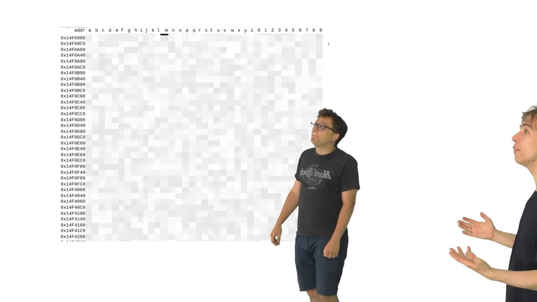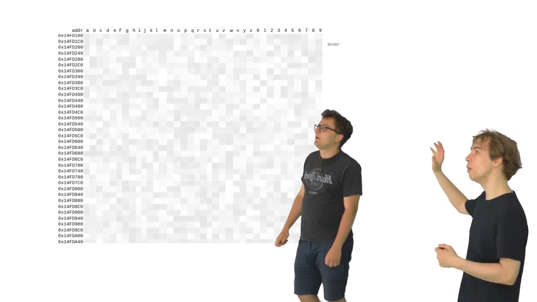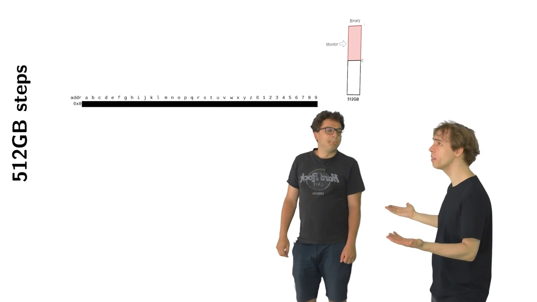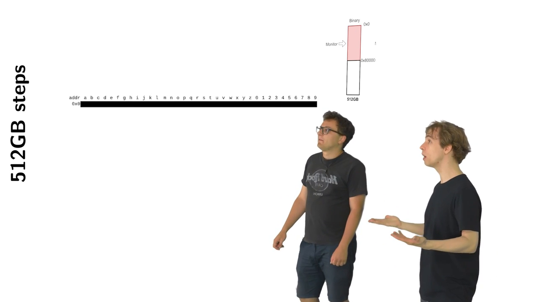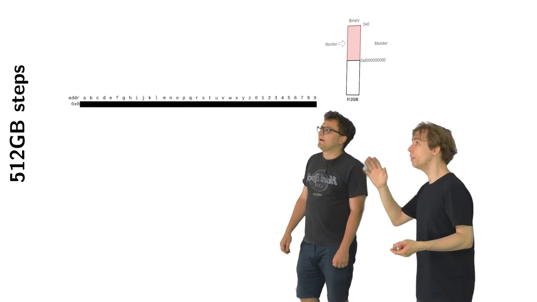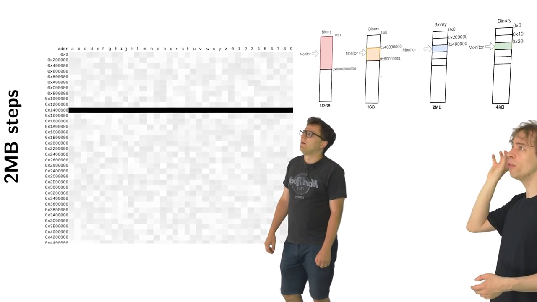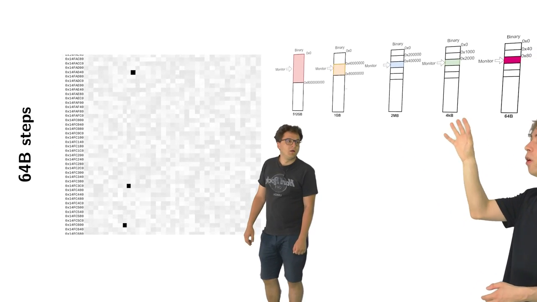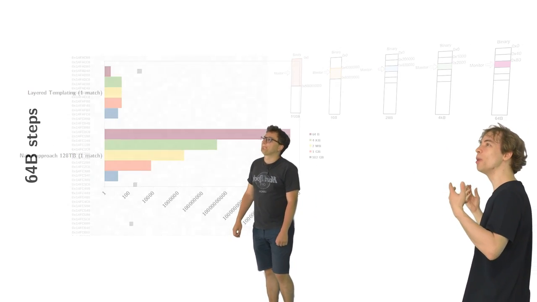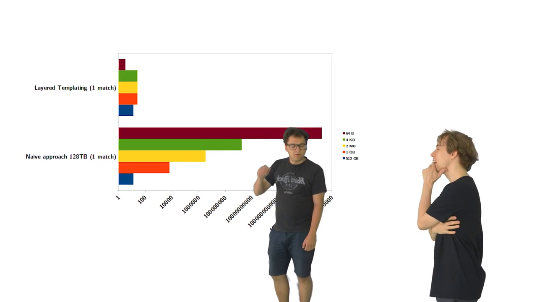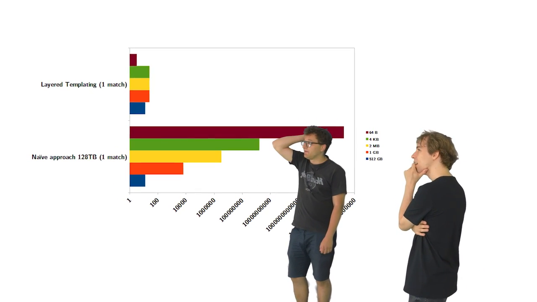Wow. Yes. And I think this generalizes even further. You could start off with 512 gigabyte regions using the TLB or maybe some page table bit channels that we have looked at some weeks ago. Then you go down to 1 gigabyte, then to 2 megabytes, then to 4 kilobytes, and then to 64 bytes. And that way you would minimize the runtime for the templating. Yes, I think you're right.